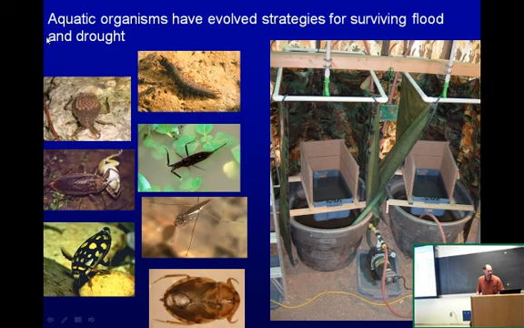Not surprisingly, aquatic organisms have evolved various strategies for surviving these flood events and to some degree drought events. And this is one of the mechanisms, or machines, I'll call it, that we use for studying flood events. This machine, or this pump system right here, takes water, recirculates it through a spray nozzle, and actually creates monsoon rainfall.